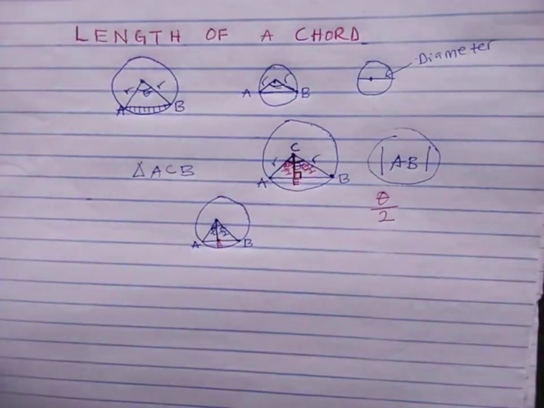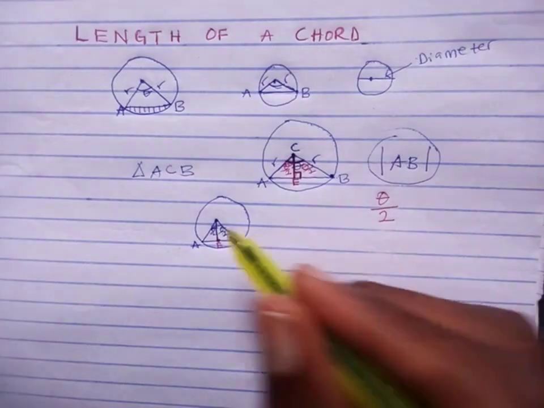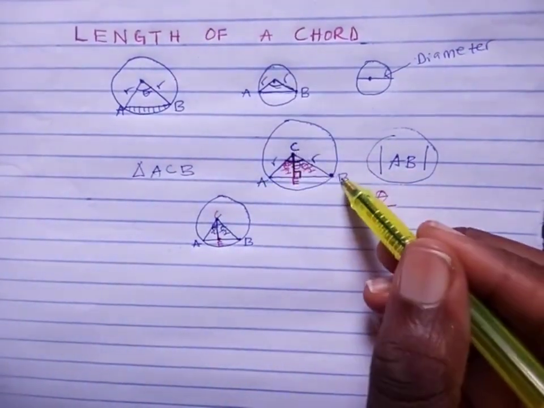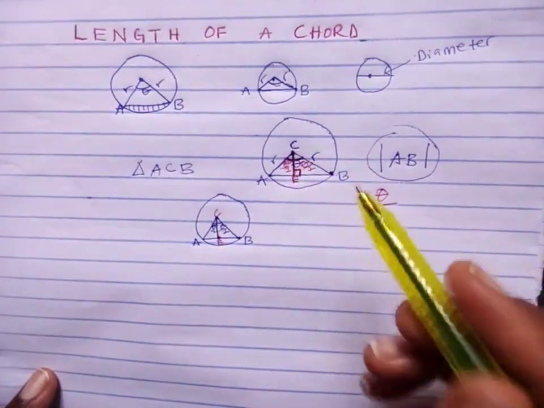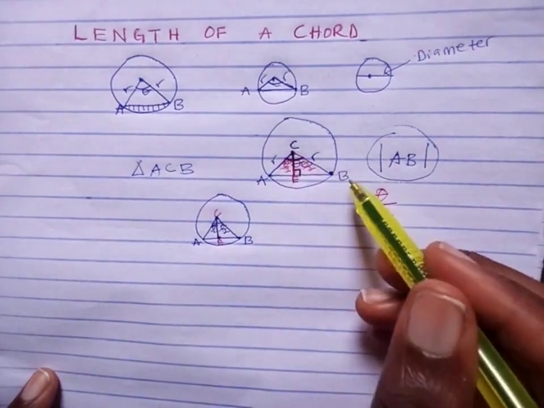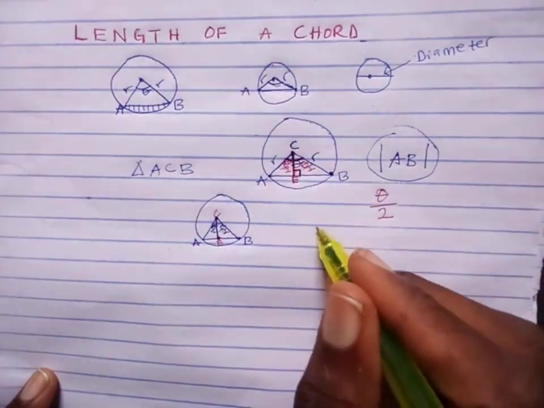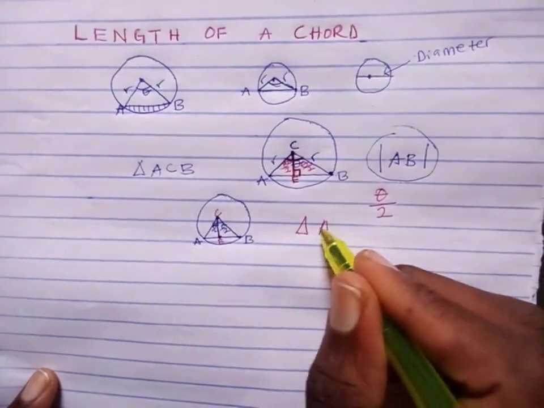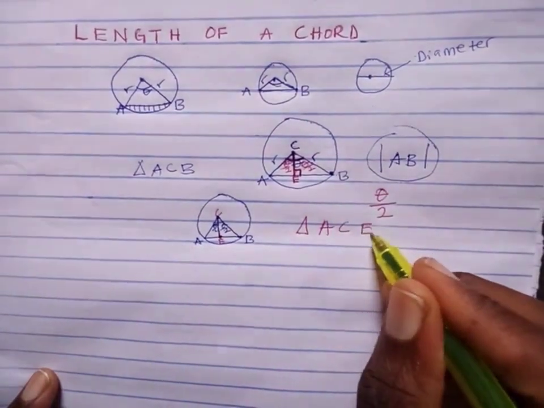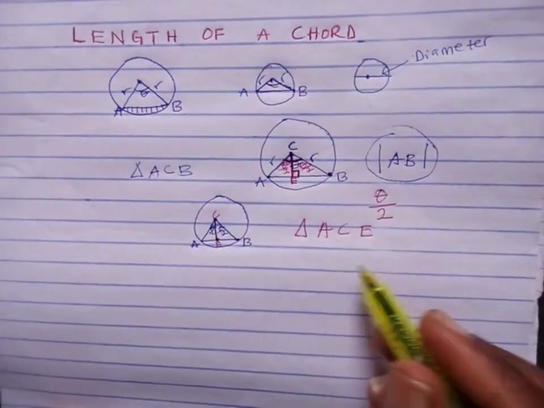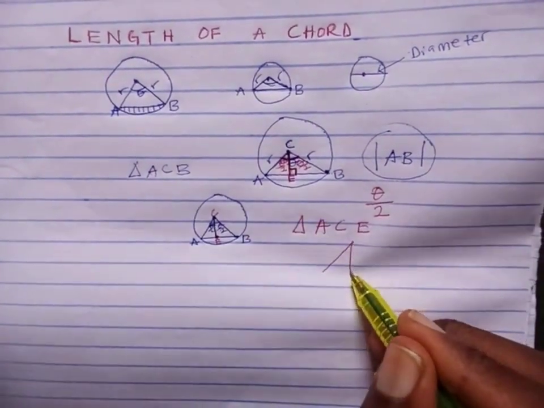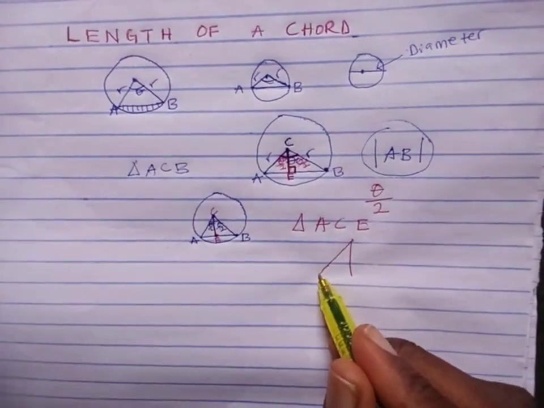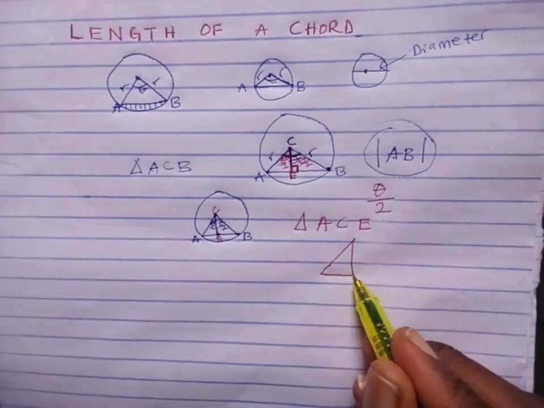All right, now I want us to consider one part of the triangle ACB. Let's take one part of it. So let me take triangle ACE or triangle ECB. Okay, let's go with triangle ACE. So triangle ACE is now represented this way. It's running this way, and we'll have the line that is running this way.